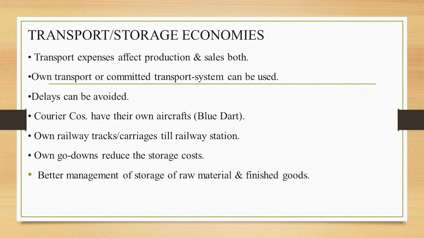But with the upper level of output, transportation expenses can be managed. You can have your own transport, you can have arrangements with other providers, and delays can be avoided. Even the courier companies have their own aircraft. They can have their own railway racks, and these racks carry their material. They do not have to waste too much time on these activities, and there is better management of storage of raw material and finished goods. That is also possible.